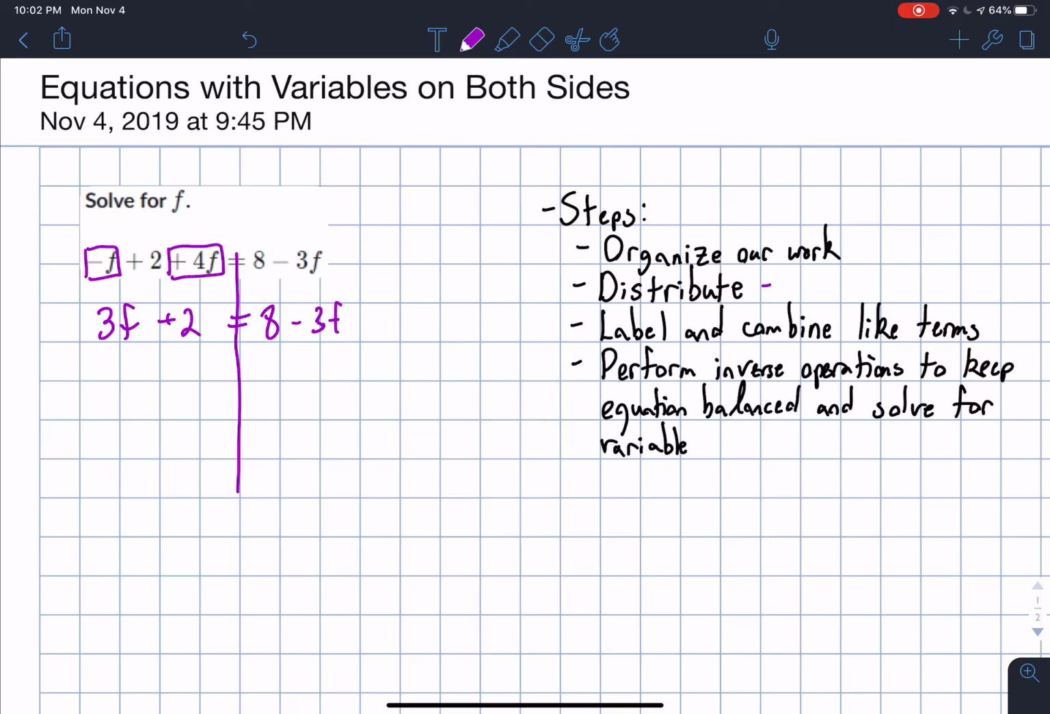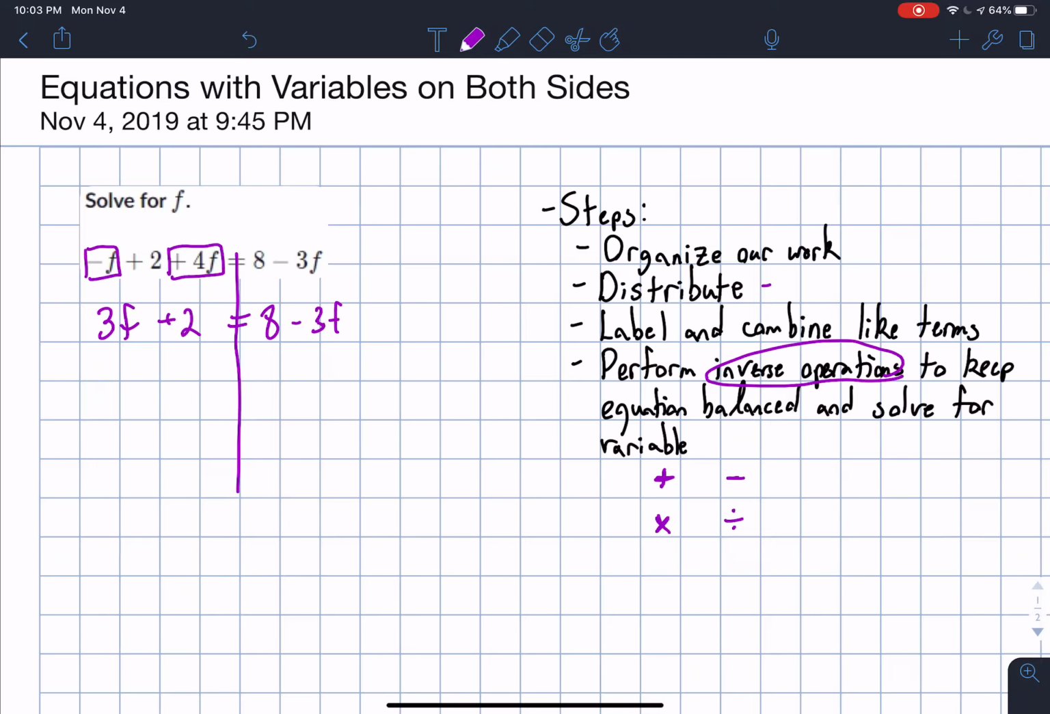So once we've combined like terms, the last steps are performing inverse operations to keep the equation balanced and to solve for the variable. When we talk about inverse operations, we're talking about the opposite operations. So the opposite of addition being subtraction, the opposite of multiplication being division. Those are the operations we're going to be dealing with.